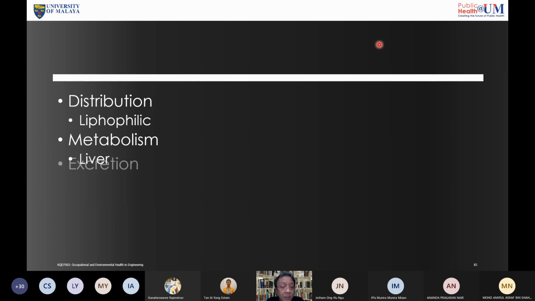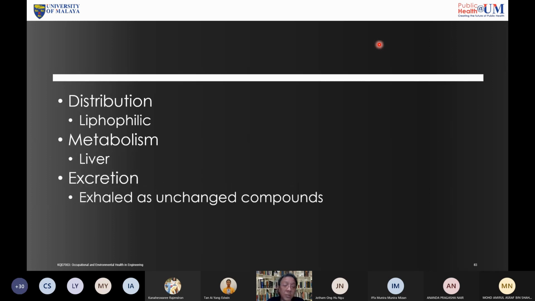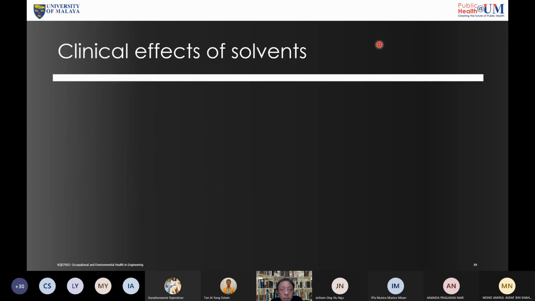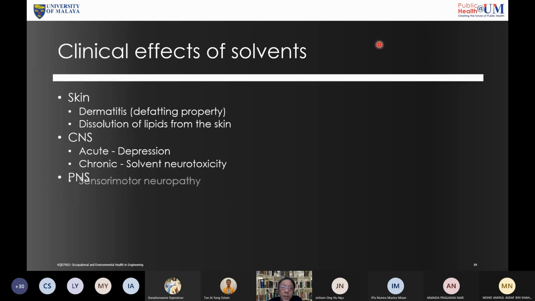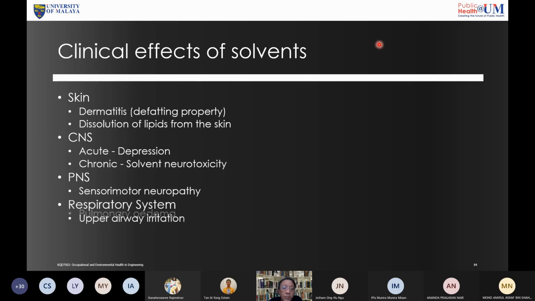metabolism is by the liver, excretion is by alkyl unchanged compound, metabolites in urine. Clinical effect, skin: dermatitis, because of the defatting property we mentioned earlier. Basically, the skin is defatted, it removes the subcutaneous fat, and that's where your skin becomes less fatty, and that will cause you to have dermatitis. Dissolution of lipid from the skin.